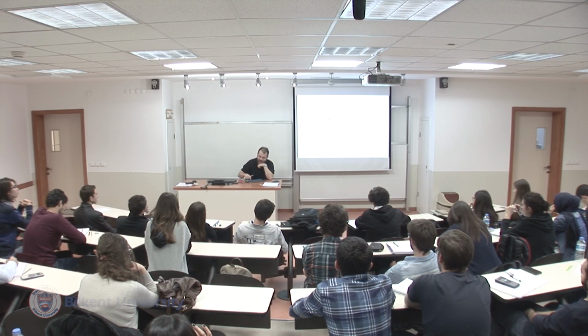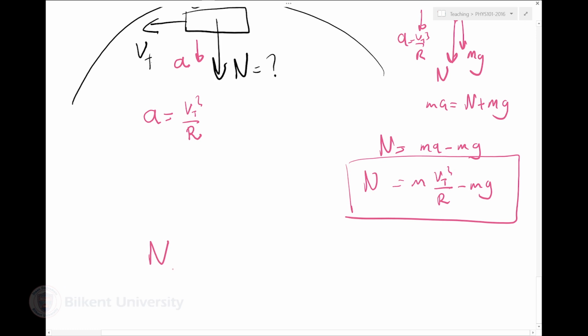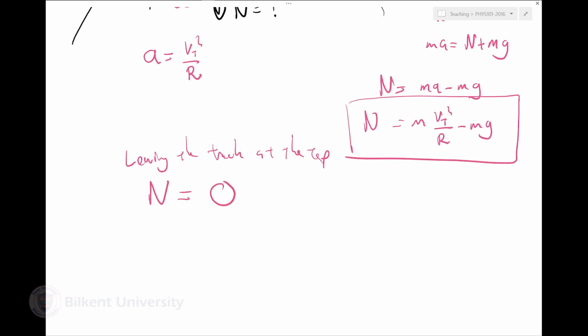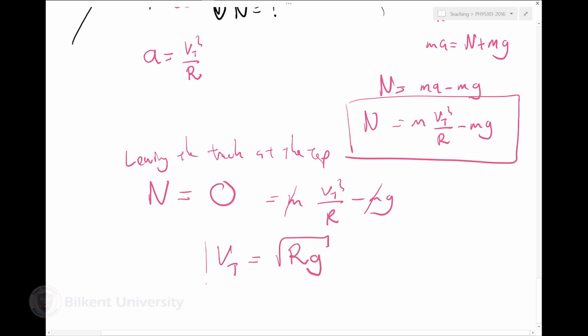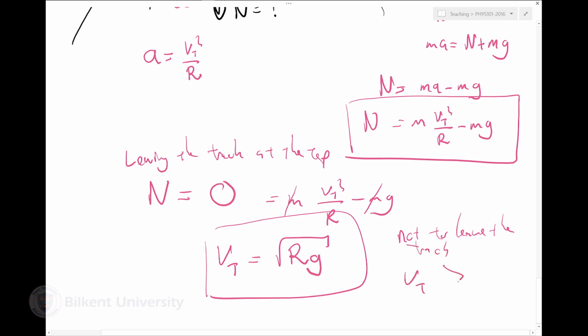Okay? So let's set this normal force to 0. So normal force is 0. So this is leaving the track at the top. It's going to be m vt squared over r minus mg. The m's cancel. So v top in that case would be square root of rg. So essentially, not to leave the track, vt must be larger than square root of rg.